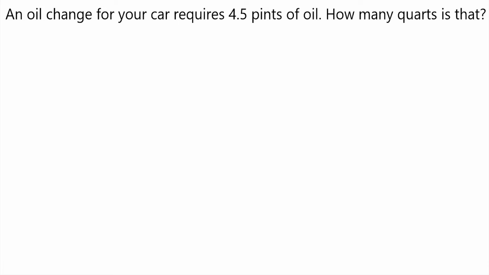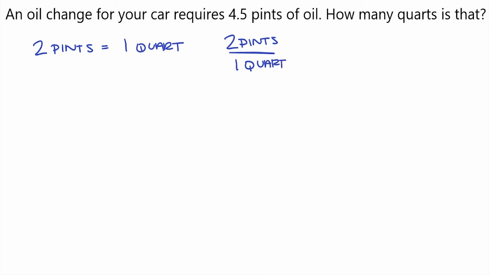We know that for every 2 pints, we have 1 quart. Now let's turn this into 2 fractions that could be useful to us. So we could say that for every 2 pints, we have 1 quart. Or we could say that for every 1 quart, we have 2 pints.